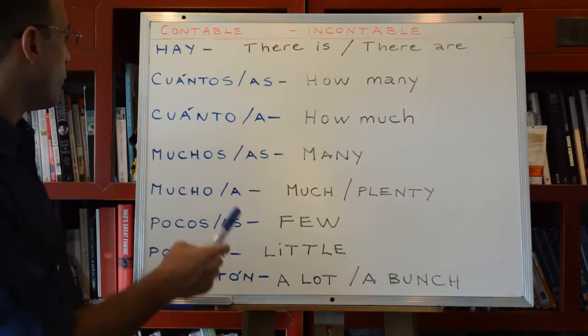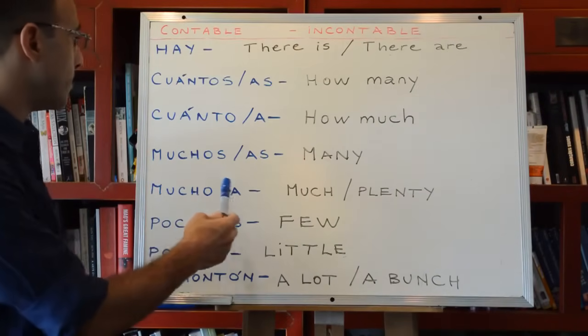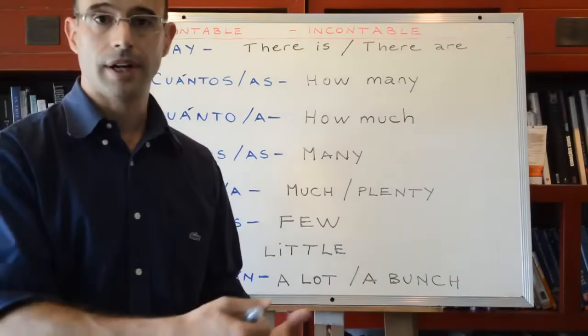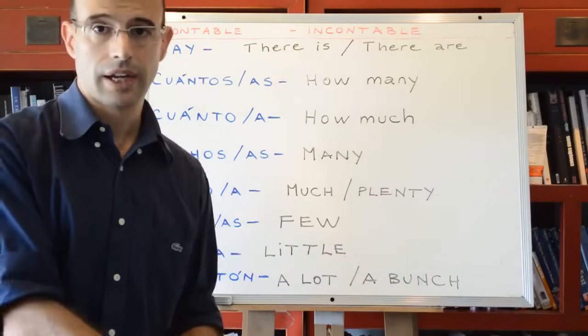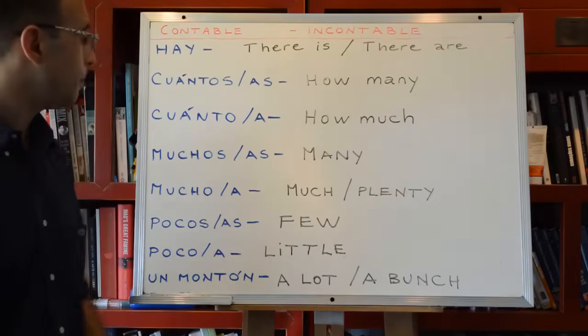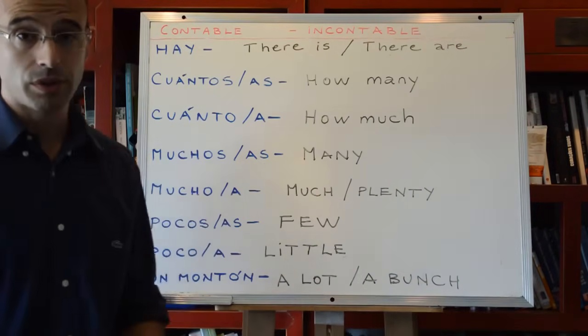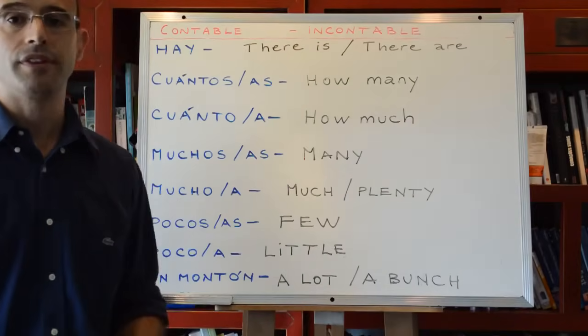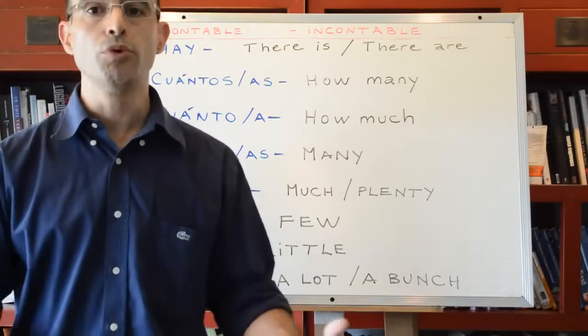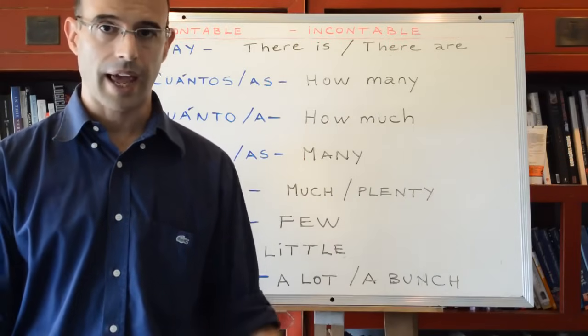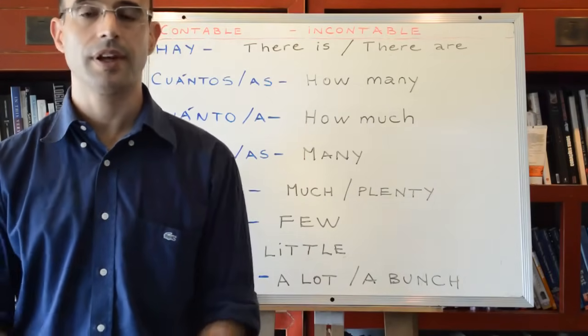Now, for many or plenty, right? Countable and uncountable. In Spanish, we have muchos or muchas for countable, like, for example, tengo muchos libros. I have many books. This is countable.